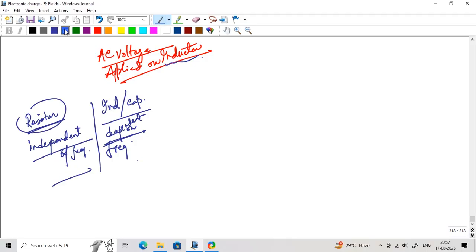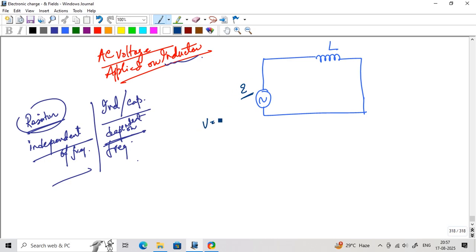So here, AC voltage applied on inductor. Now we choose an AC voltage source. There is an inductor in series, as L, and that's the EMF. So here EMF means a potential. That's the AC, that is V equal to Vm sine omega t.